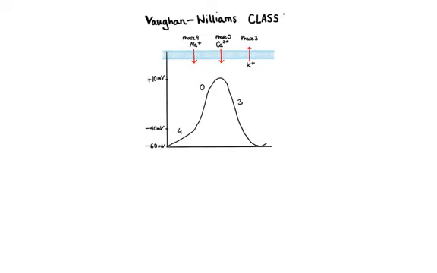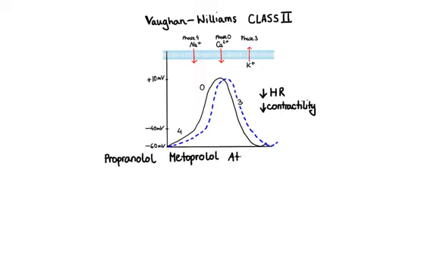Now let's move on to class 2 antiarrhythmic drugs. So agents in this class act on the beta-1 receptors, preventing the action of catecholamines on the heart. So class 2 agents are simply beta blockers. Beta blockers depress sinus node automaticity and slow conduction through the AV node, which results in decreased heart rate and decreased contractility. Examples of beta blockers commonly used for arrhythmia are propranolol, metoprolol, atenolol, and esmolol.